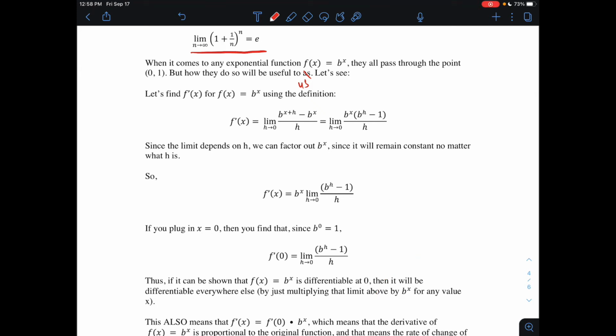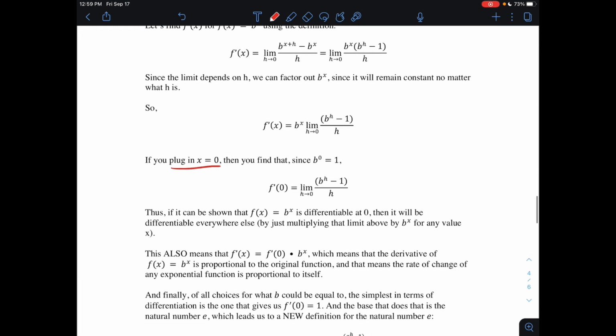If we were to plug in x equals 0 here, then since b to the 0 is equal to 1, we get that f prime of 0 is equal to the limit as h approaches 0 of b to the h minus 1, all divided by h. Why are we bothering to plug in 0? We're thinking of the slope, meaning how is it crossing through at this point 0, 1 for our original function.